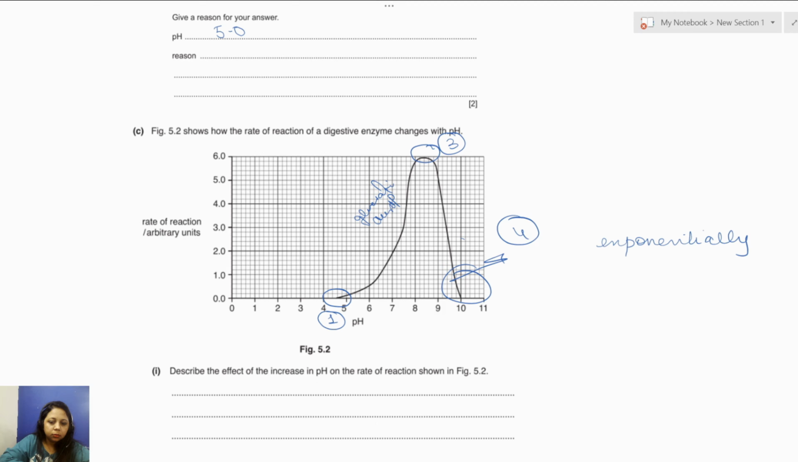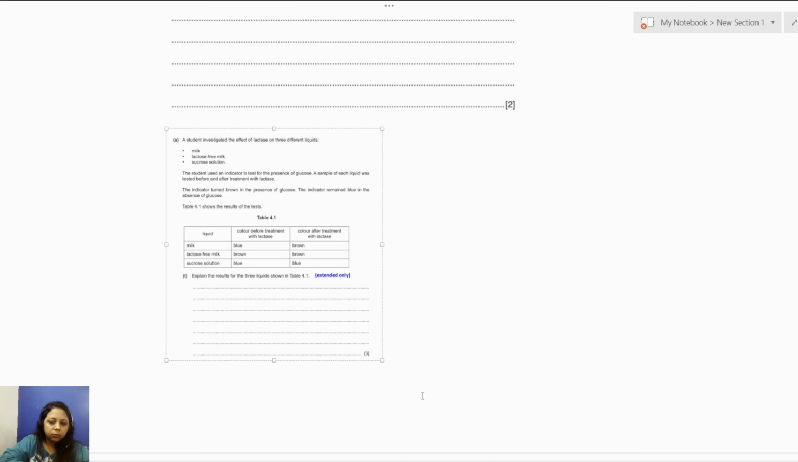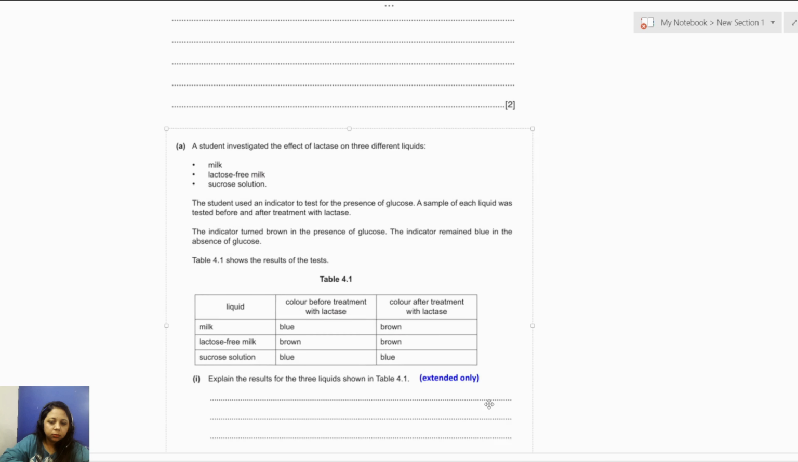This is how you answer a 4 mark question. Whenever you explain a graph, give a general trend, then give a value where there is a sudden release or sudden decrease. Tell the maximum value, and tell what happens after that maximum value. This is how you do it. If you have the topicals, you may find this question in your topicals.